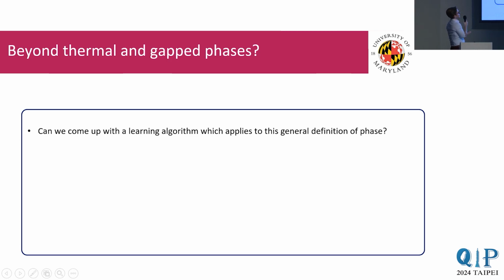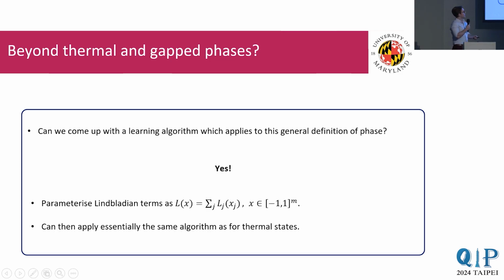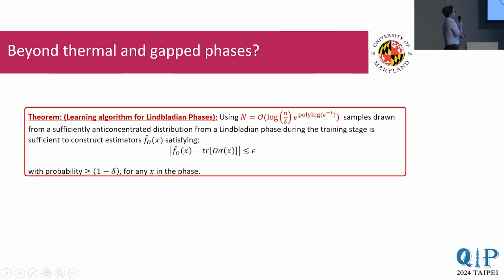So the question is, can we come up with a learning algorithm which applies to this very general definition of phase? The answer, conveniently for this talk, is yes. And the answer, conveniently for the timing on this talk, is it's pretty much exactly the same as the thermal state learning algorithm. You parameterize your Lambdadian, and then you apply basically exactly the same algorithm as for the thermal state case, with some modifications. So this gives us the second main result of this talk, which is that we can use logarithmically many samples in the system size and quasi-polynomially many samples in the precision to learn expectation values everywhere in the phase of matter, provided the samples are taken from a sufficiently anti-concentrated distribution.